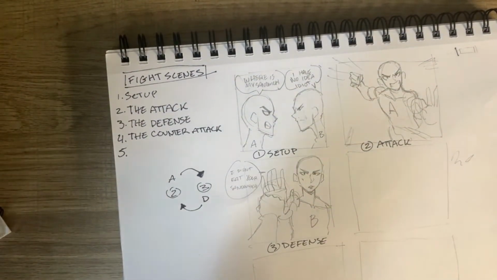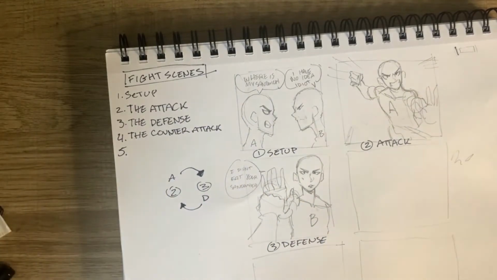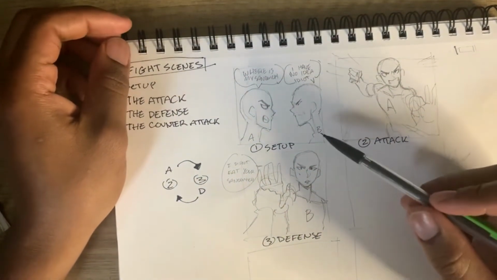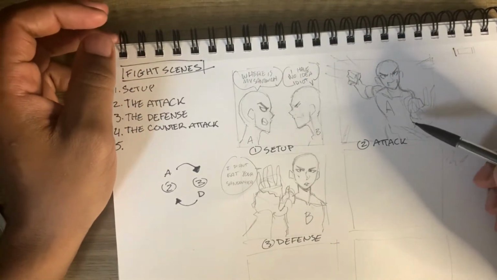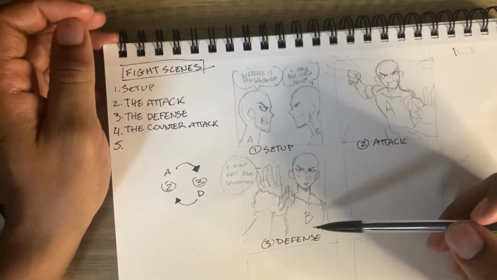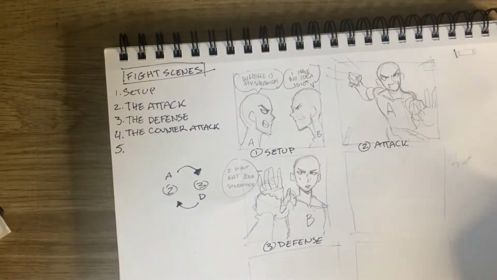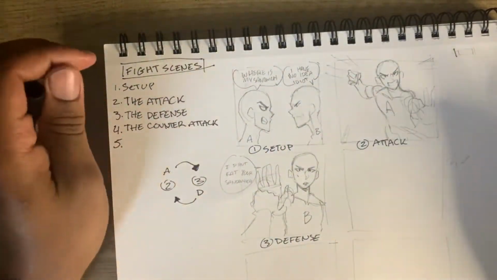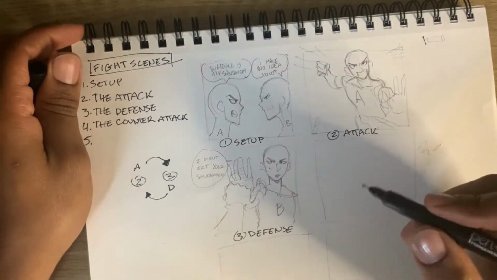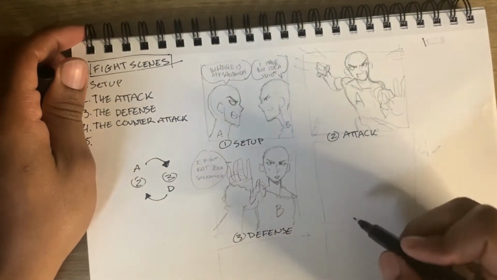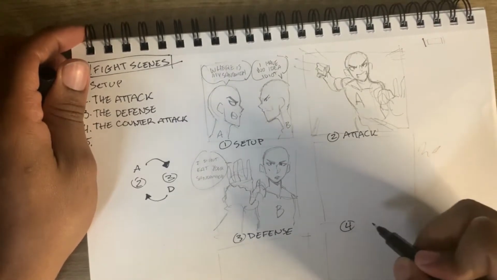And what the counter attack is, so in my example here, we have the setup, we set up the fight, character A is attacking character B, and character B defends himself. And so now character B is going to counter attack character A in this next panel. So number 4 is counter.